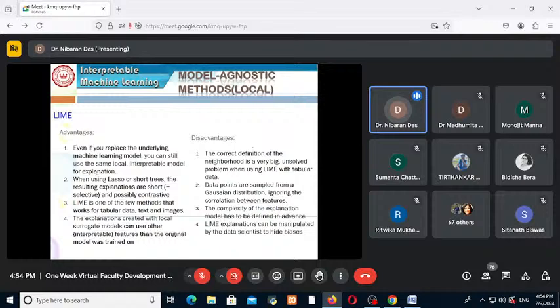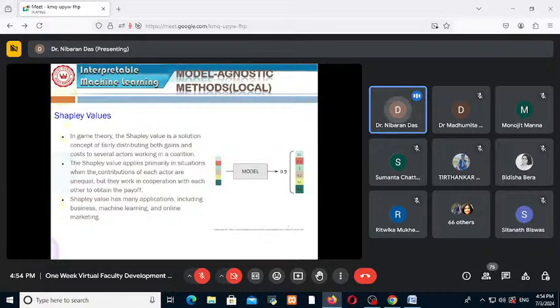Disadvantage: the correct definition of the neighborhood is a very big unsolved problem. When using LIME with tabular data, data points are sampled from a Gaussian distribution, ignoring the correlation between the features. This is an important point we are missing during the calculation of LIME. The complexity of the explanation model has to be defined in advance, and LIME explanations can be manipulated by data scientists to hide bias. Another is Shapley value.